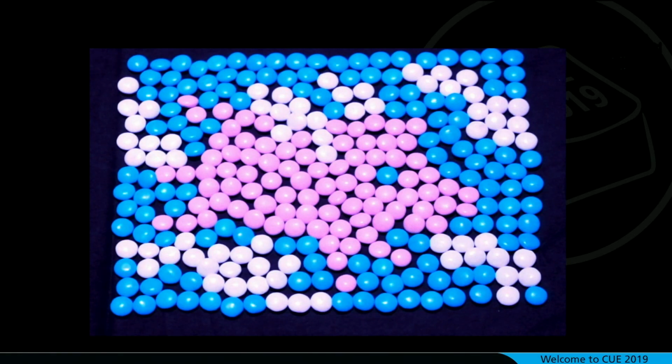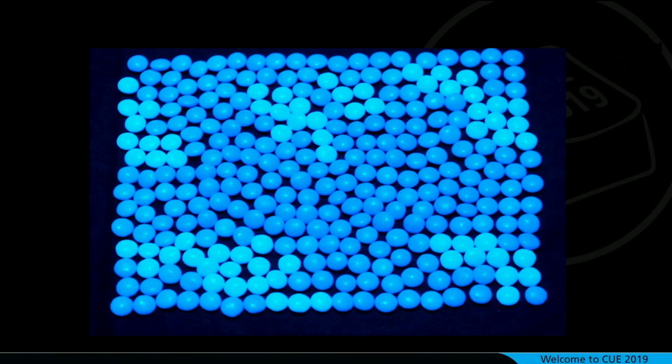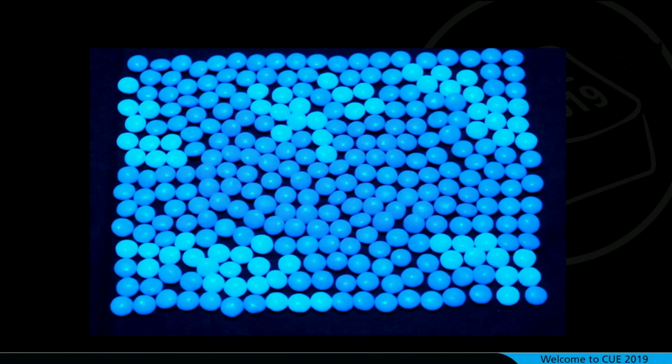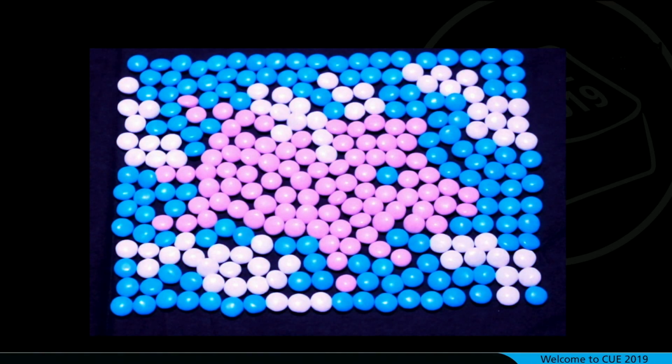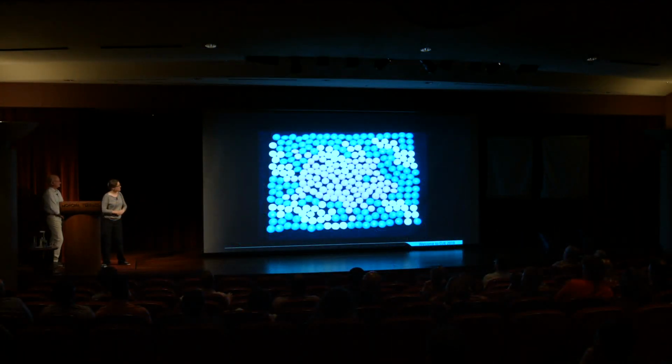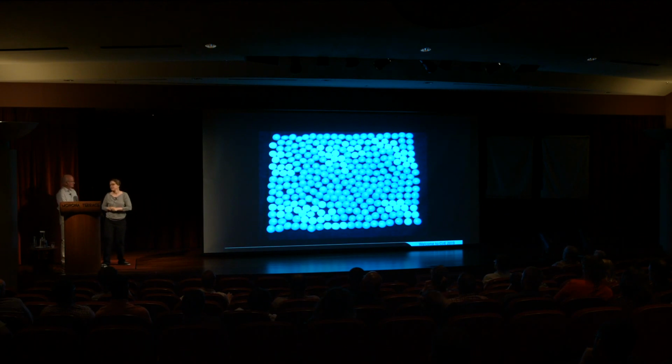Nobody? Flying pig. Where did that come from? In the back. Find me after. I don't know what I'm going to give you, but something. Yes, this was Kate Foster and I having some fun with M&Ms and metamers.